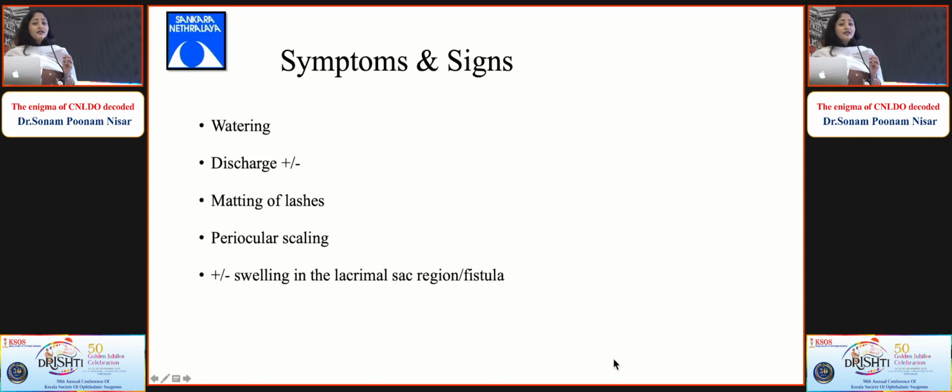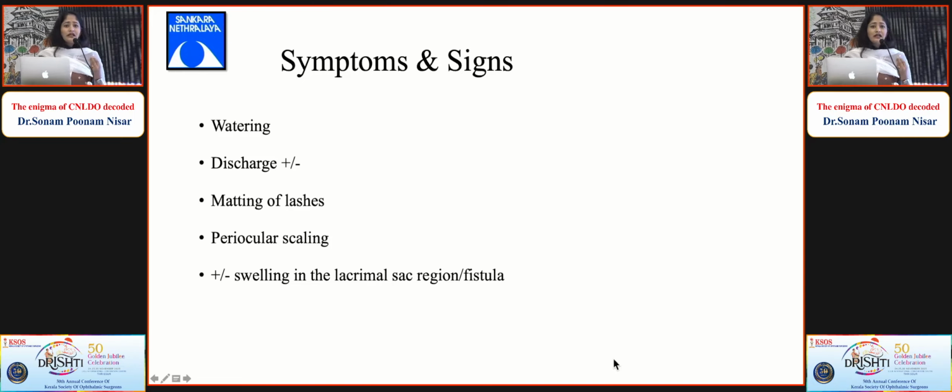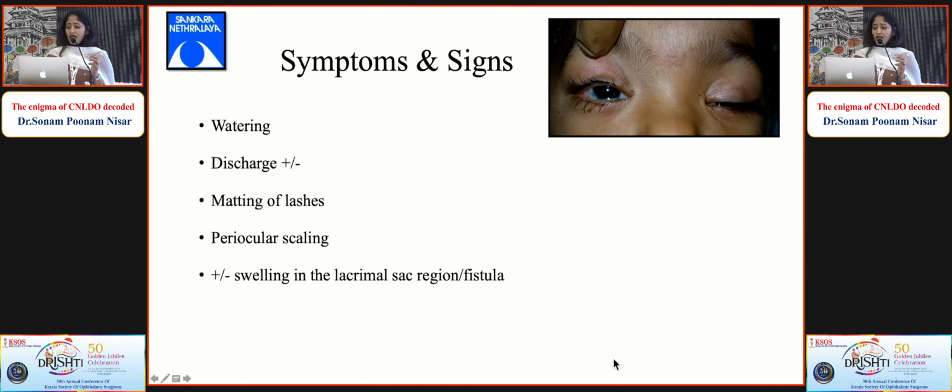So what are the signs and symptoms? Basically, most of the patients come in with their informants, who will be parents or caregivers. They'll say they started seeing watering and discharge around 1 to 1.5 months of age. So you'll see watering and discharge, as you see here in this child. You see an increased tear meniscus height, matting of the lashes, very subtle periocular excoriation, and a mucoid discharge.